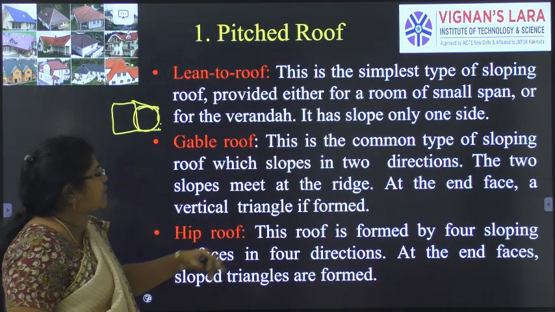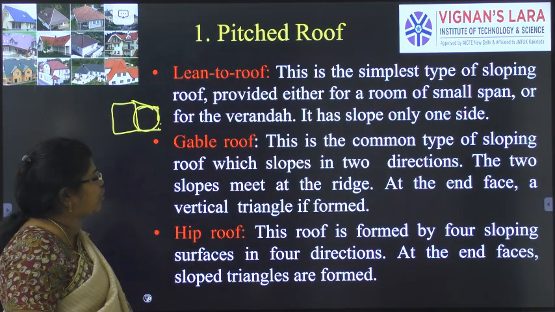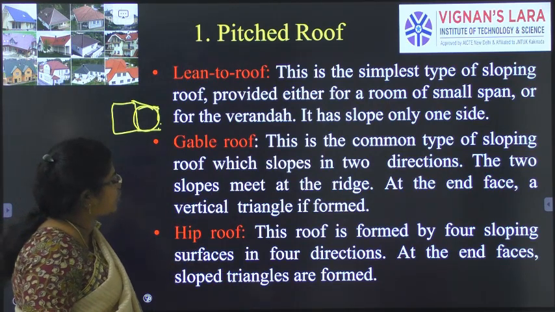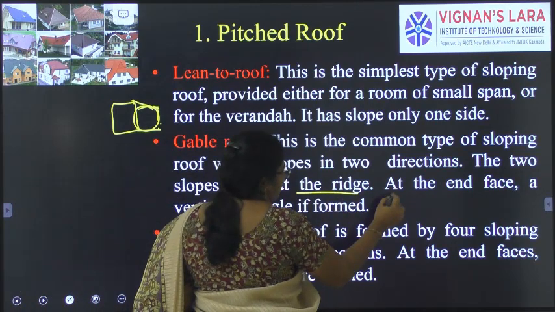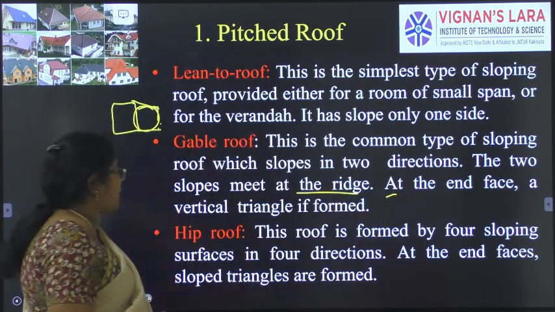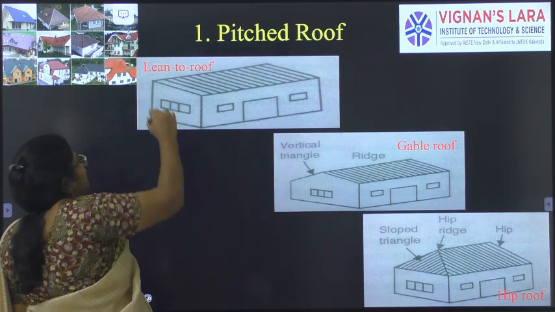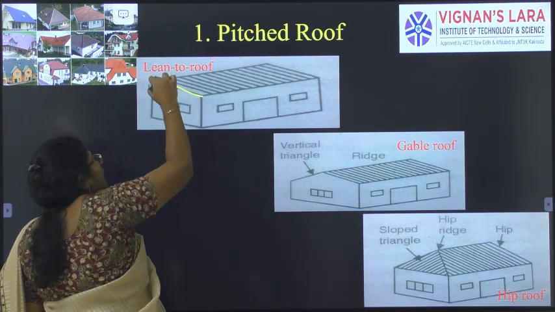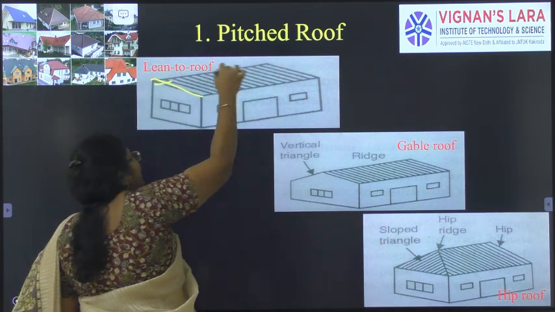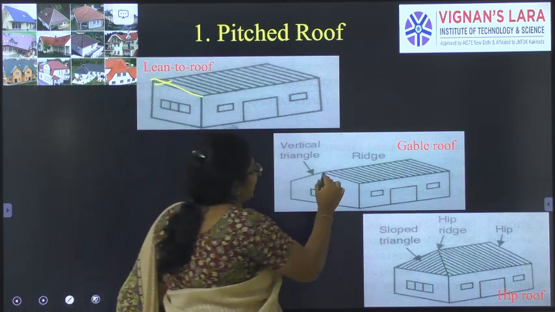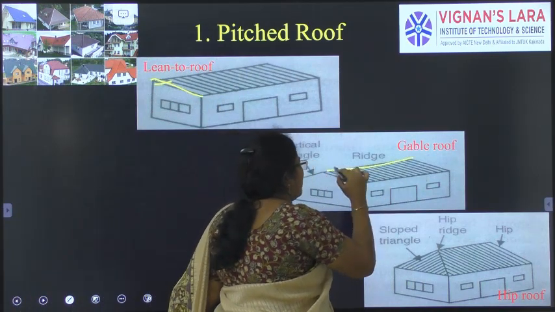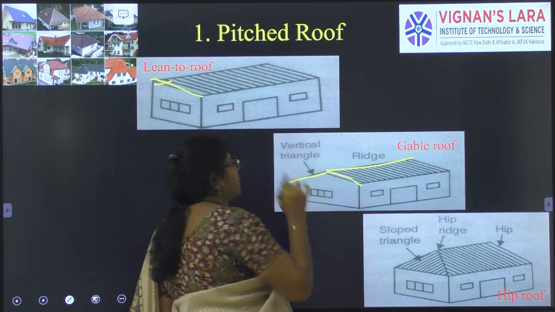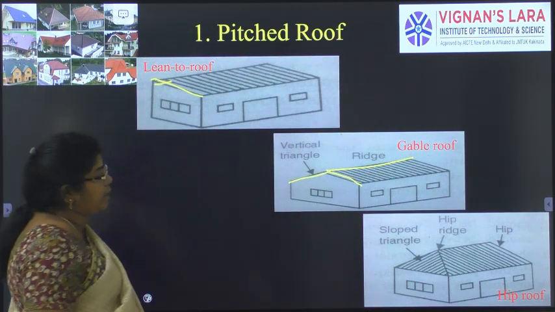The gable roof is a common type of sloping roof which slopes in two directions. The two slopes meet at the ridge, which is the top portion. At the end face, a vertical triangle is formed. So this is a lean-to roof, leaning down from one end. This we call a ridge. From the ridge, if the roof is sloping on both sides, it is called the gable roof.